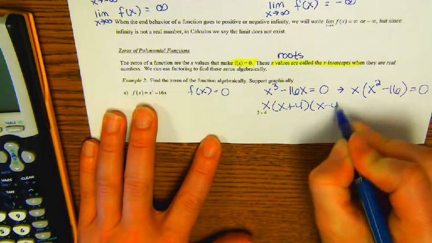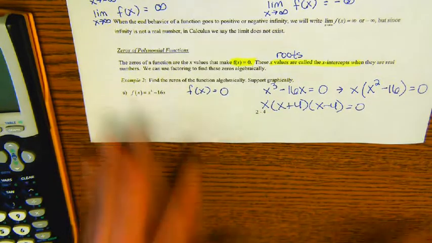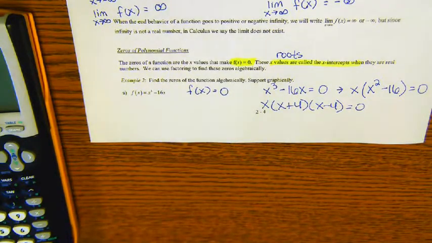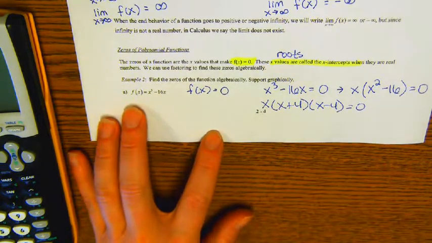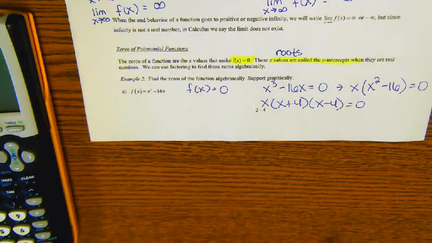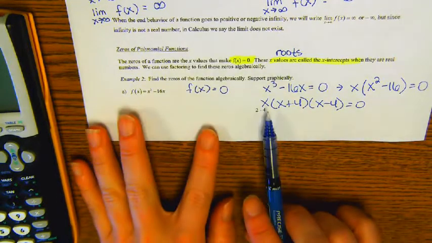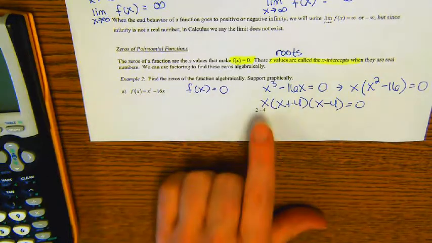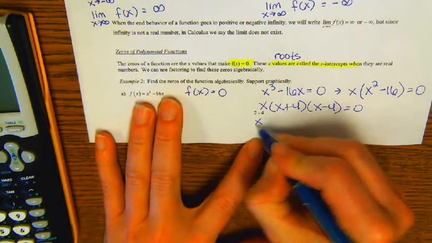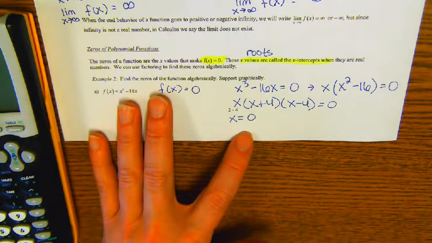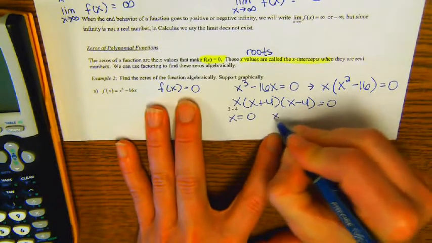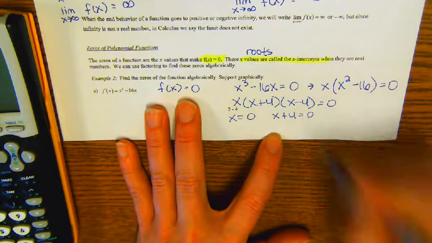How does that help me find the zeros then? We did this in chapter 1. Set all three of these equal to 0. The zero product property says if I have things that multiply to be 0, then one of them has to be 0. So I set x equal to 0. I don't have to do any work there. So one of the x-intercepts is going to be when x equals 0. I set x plus 4 equal to 0. What would x be in this case?